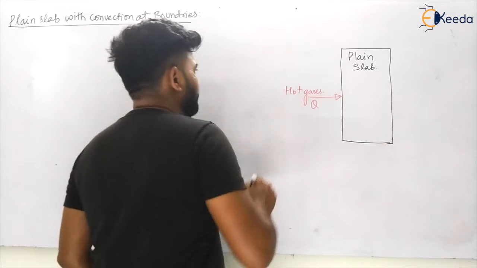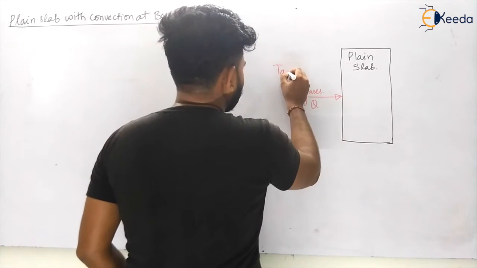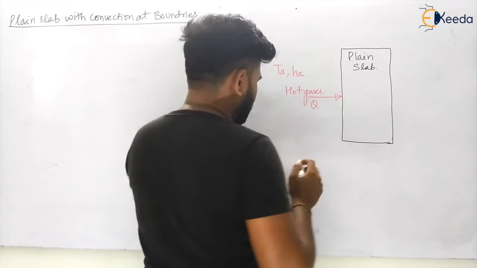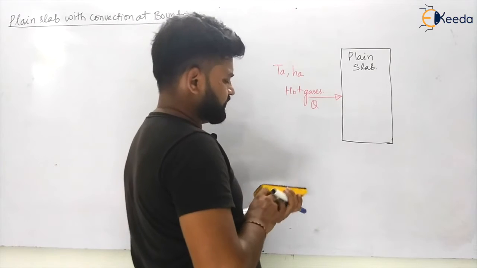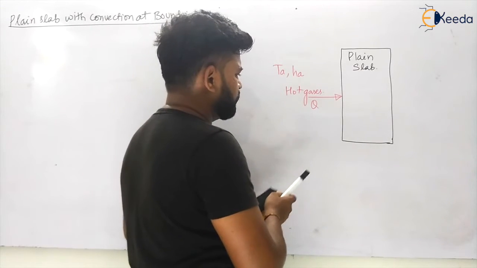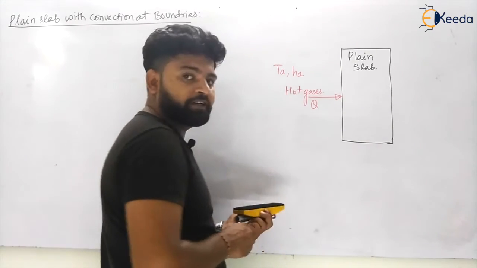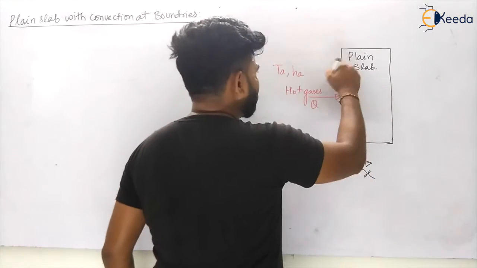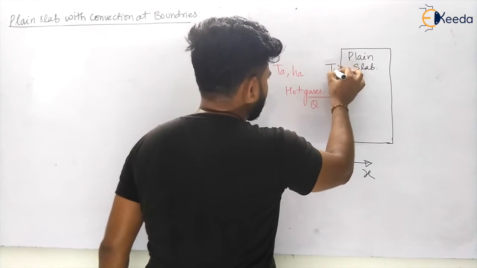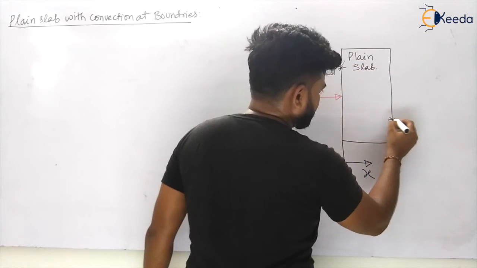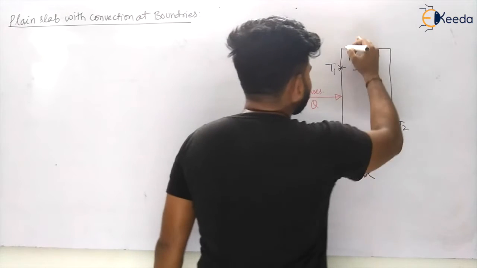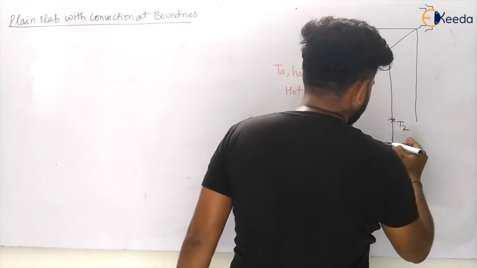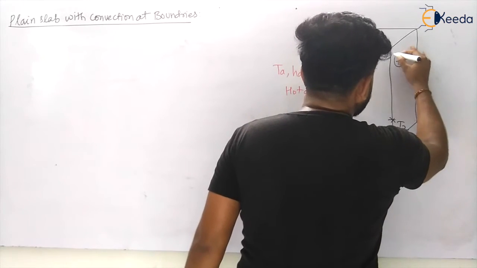Okay, Q. So let us take the temperature of hot gas is TA and the heat transfer coefficient is HA. Okay. Let us take the temperature of the left face. As we already know, the heat is transferred in the direction of X. So at the left face I am assuming the temperature is T1. At the right face I am assuming the temperature is T2, and there will be some area for this particular slab.